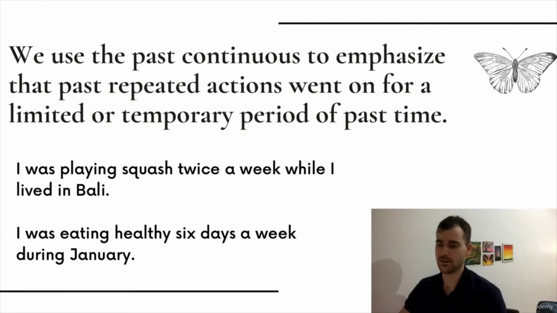past time. The next advanced rule: we use the past continuous to emphasize that past repeated actions went on for a limited or temporary period of past time. I was playing squash twice a week while I lived in Bali. I was eating healthy 6 days a week during January. We use the past continuous to emphasize that these actions went on for a limited or temporary period of time.